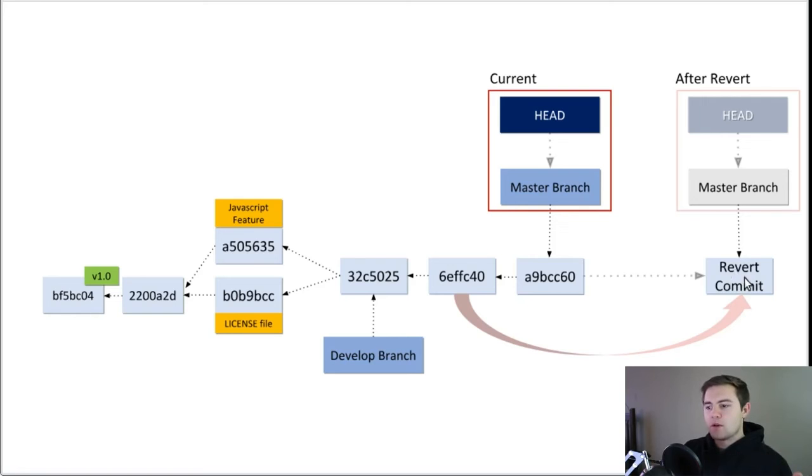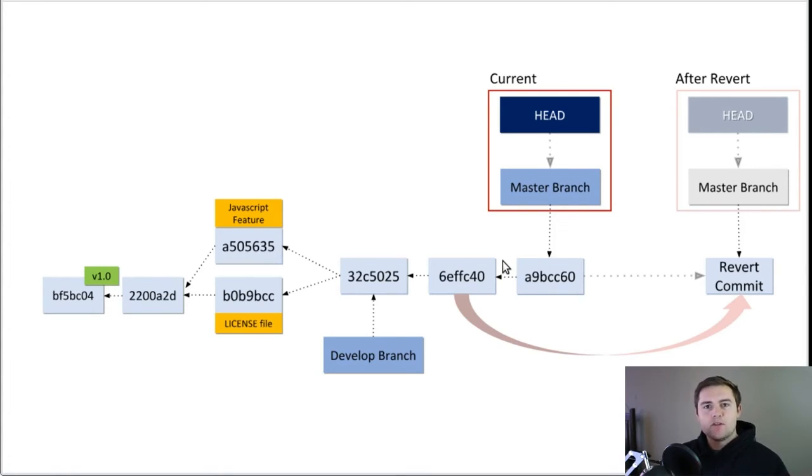So in effect, what's happening is we are effectively deleting, we're not really deleting, but we're deleting this A9B commit, and we're going back to this 6EFF commit, but all the while we are keeping the history that we had previously. So if we really wanted to go back to this A9B commit after the revert, we definitely could, and so therefore we're not actually losing any of our files.